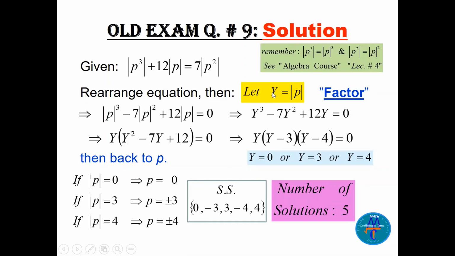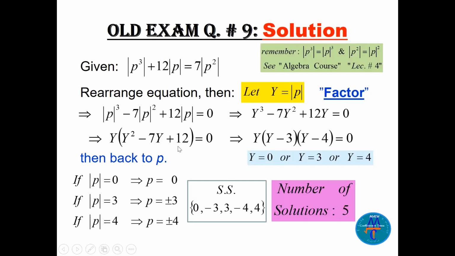Let capital Y be equal to the absolute value, not p only, the absolute value. So Y cubed here, minus 7Y squared plus 12Y is equal to 0. Take Y as a common factor. Then inside we have a trinomial, easy to factor, Y minus 3, Y minus 4. So we have 3 Y's: Y equals 0, or Y equals 3, or Y equals 4.